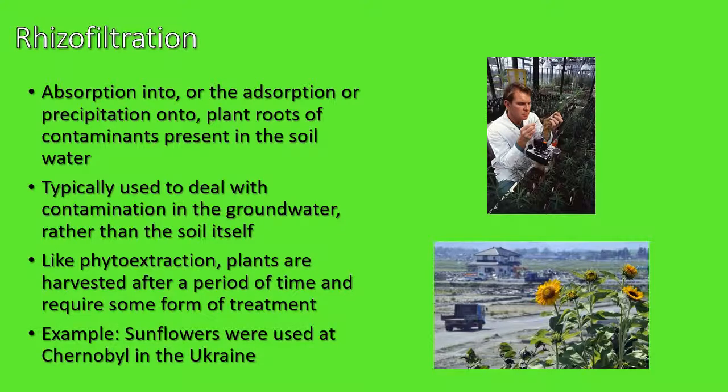One of the examples, and this isn't metal, this is radioactive isotope, but sunflowers were used at Chernobyl in the Ukraine after that tragic nuclear power plant meltdown, and also in Fukushima in Japan as well.